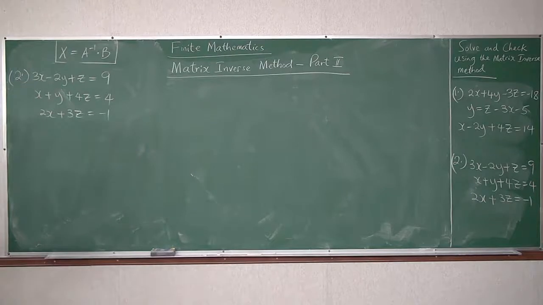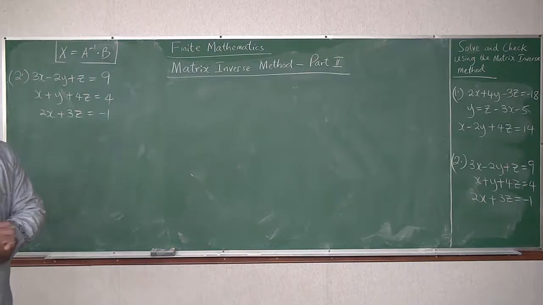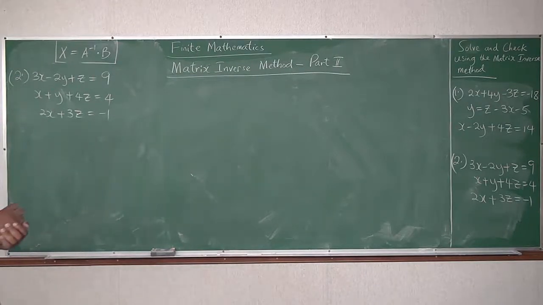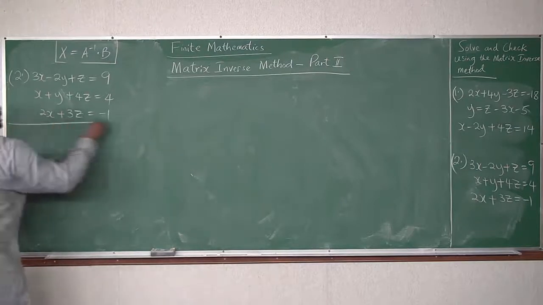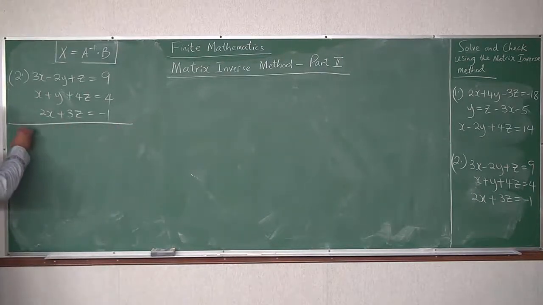Are they complete? Equation 1 is complete and aligned. Equation 2 is complete and aligned. Equation 3, there is a problem with equation 3. What is the problem? Something is missing in equation 3. And that is what? Y. Y is missing. So we have to complete it. So let's complete and align everything.